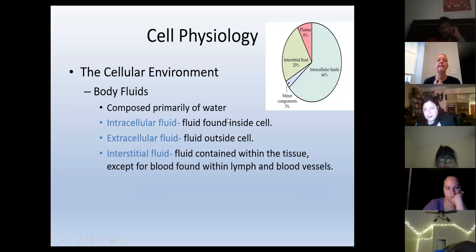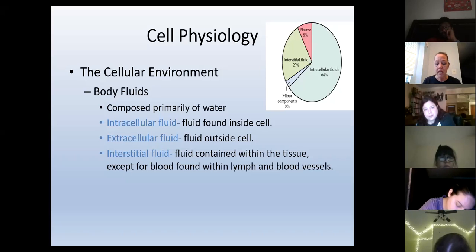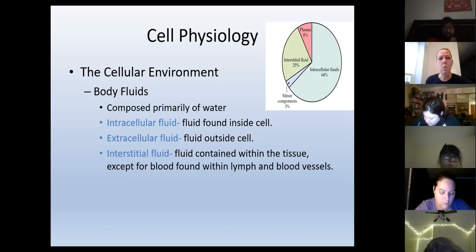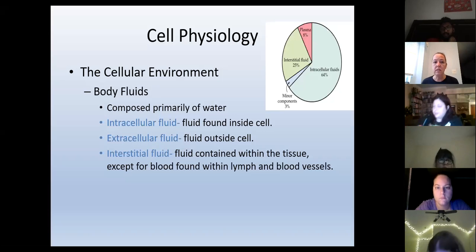So this is known as cell physiology, and physiology is where we are starting to learn how does the cell work? We now know the parts of the cell. How do those parts work together? So the first part of cell physiology is learning about the cell's environment. We know that cells are primarily water. We are water-based beings, and so are our cells.